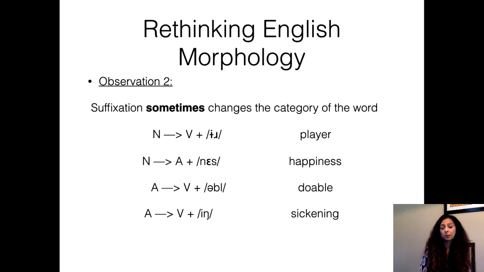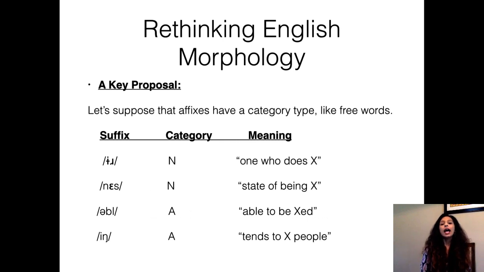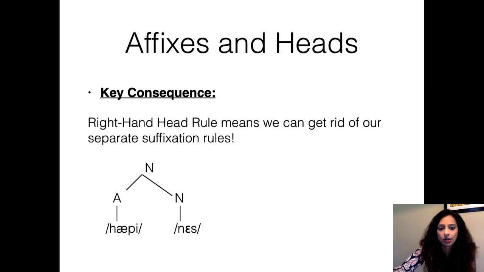So with respect to player, it changes the category. Happiness, it changes the category, right? So here are some cases where the category is actually changed. And so the proposal is that, well, maybe affixes also have some kind of part of speech, right? So er, the suffix, is of category noun, and it means one who does X. Ness is category noun, state of being X, etc. Able is an adjective, able to be X'd, etc.